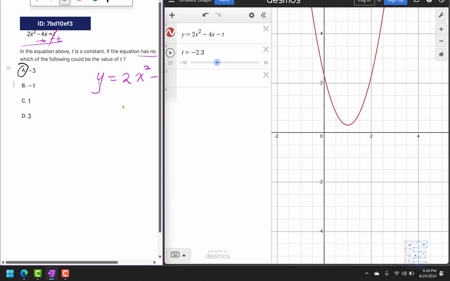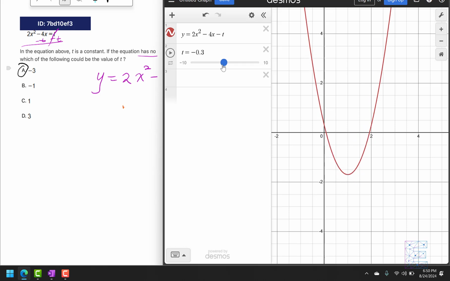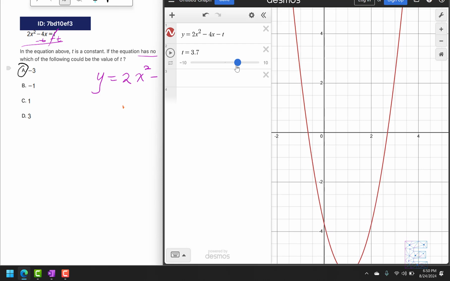All the other ones, if you move the cursor to -1, you'll see you have two solutions because the graph is crossing in two places. All right, at 1, of course, and then at 3, we always have solutions, so that's it.